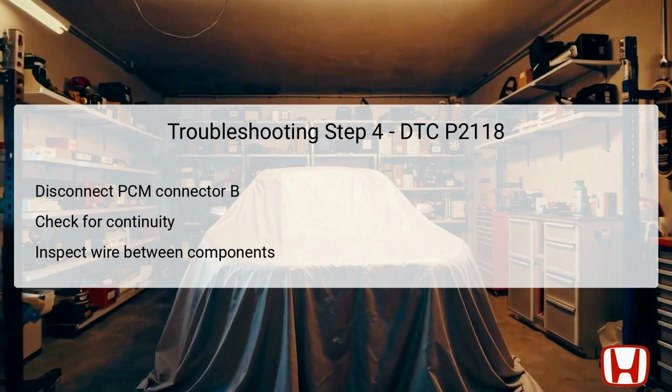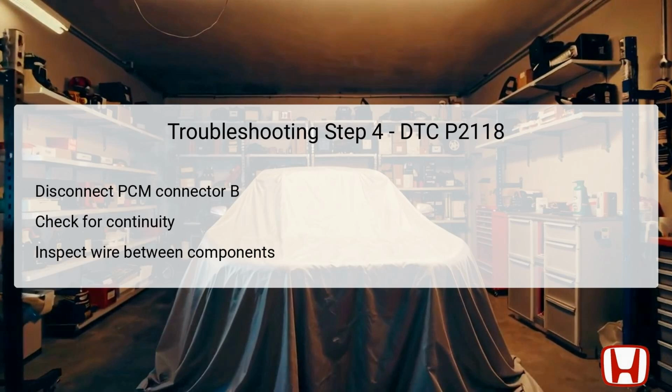In this fourth troubleshooting step, after disconnecting the throttle body 6P connector, the next action is to disconnect the PCM connector B, which has 49 pins. This step is essential to isolate the components and assess their individual functionalities.